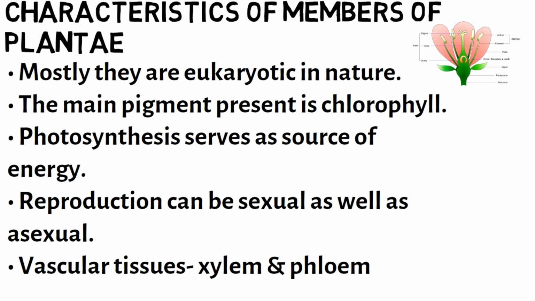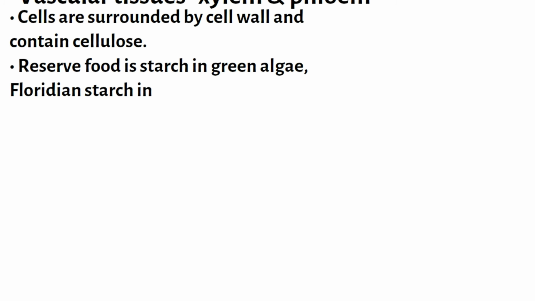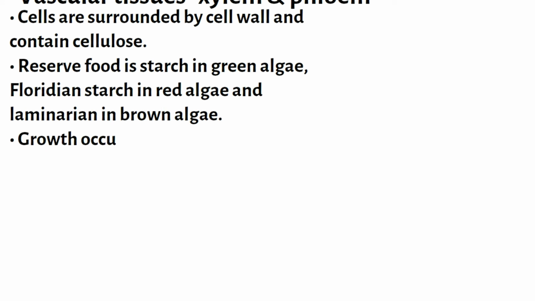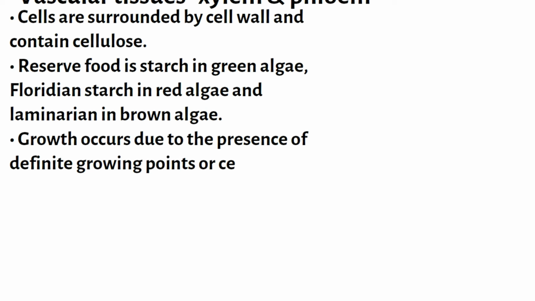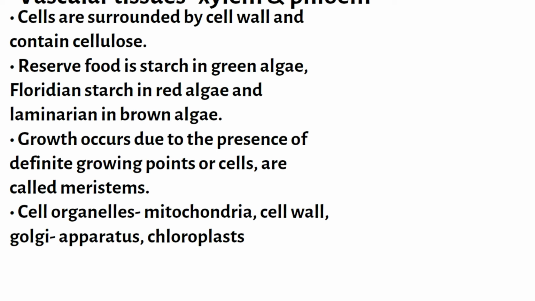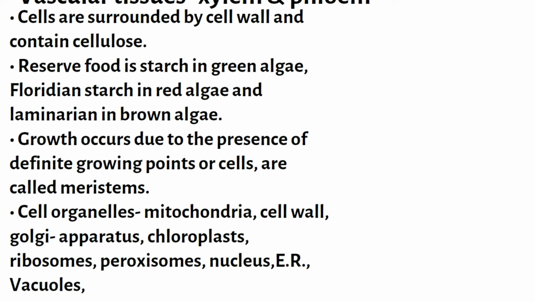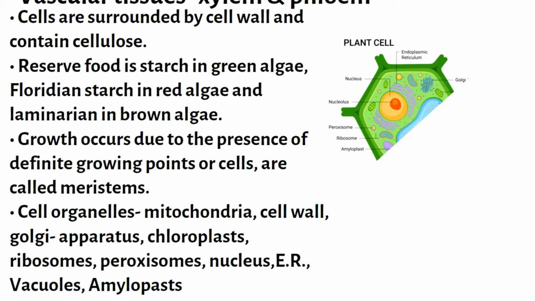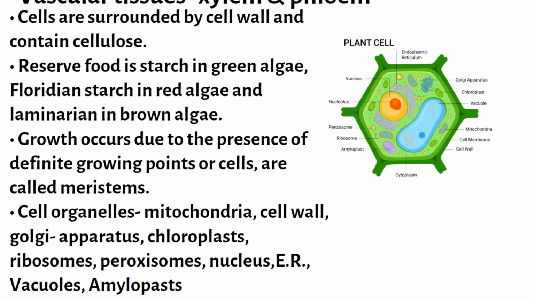Vascular tissues, xylem and phloem. Cells are surrounded by cell wall and contain cellulose. Reserve food is starch in green algae, Floridean starch in red algae and laminarin in brown algae. Growth occurs due to the presence of definite growing points or cells, called meristems. Cell organelles: mitochondria, cell wall, Golgi apparatus, chloroplasts, ribosomes, peroxisomes, nucleus, vacuoles, amyloplasts.